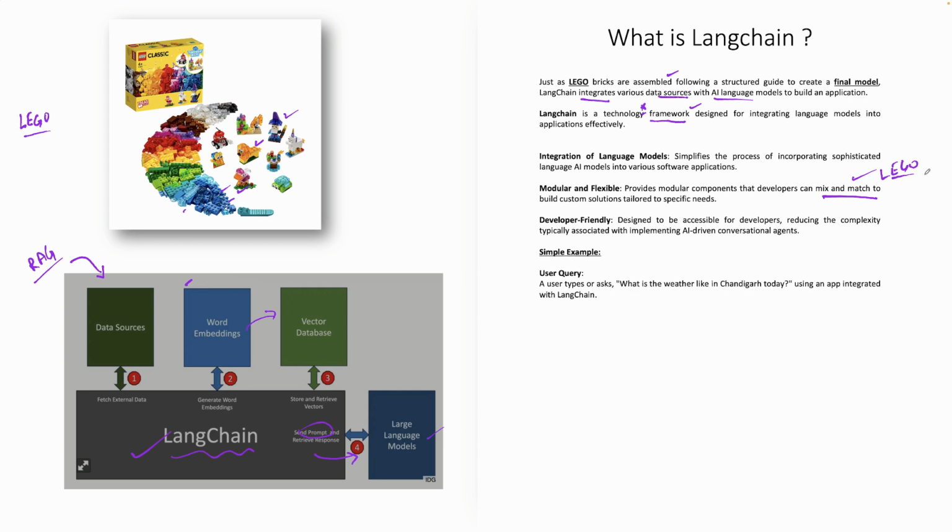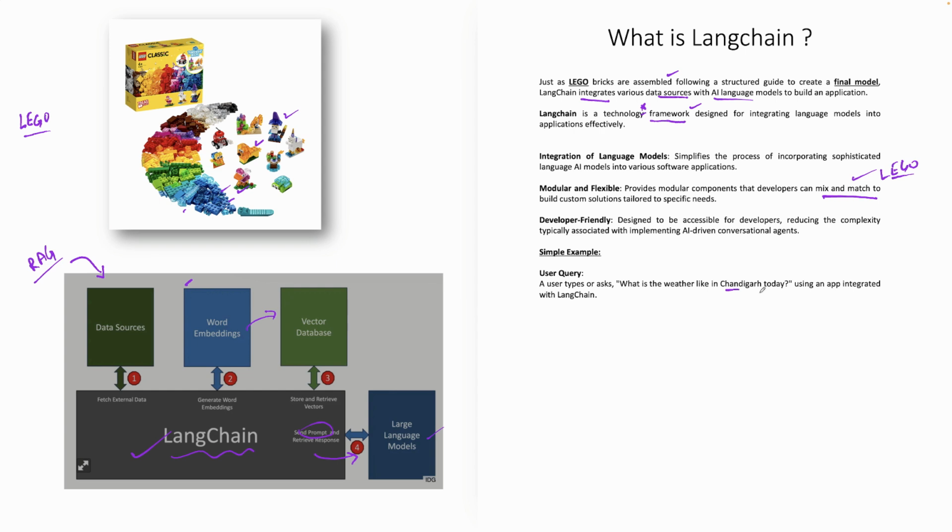Now here we'll take a very simple example. It's a basic example that we are taking. We are saying a user queries. A user is giving a query like, what is the weather like in Chandigarh today, right? Using an app integrated with Langchain. Simple, right? You have got an app which is integrated with Langchain, and probably you are asking a question, what is the weather in Chandigarh today?